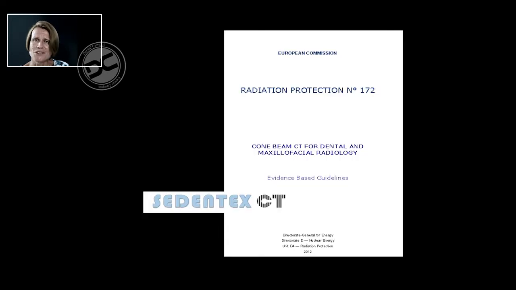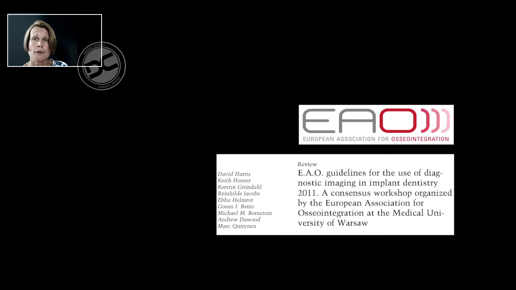Now, the very first and important document to consider is the document of the European Commission, Radiation Protection number 172, freely available and downloadable from the internet. It was composed by the CBCT project consortium and brings you all the information needed for the justification of cone beam CT for dental and maxillofacial radiology. And it has inspired many other sources. That is why, amongst others, the European Association for Osseointegration has formulated its own guidelines, which were then published in Clinical Oral Implant Research in 2012, with a specific focus on the use of cone beam CT in implant dentistry, being complementary to the CBCT report.